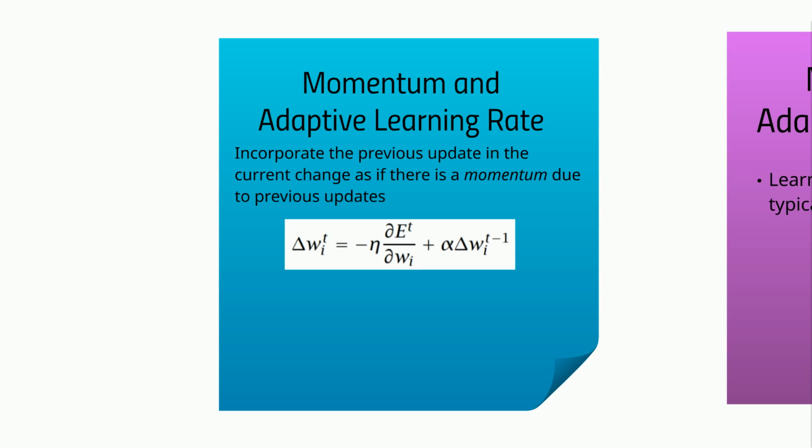The formula that we're going to use for that looks like this. So alpha here is going to be our momentum.